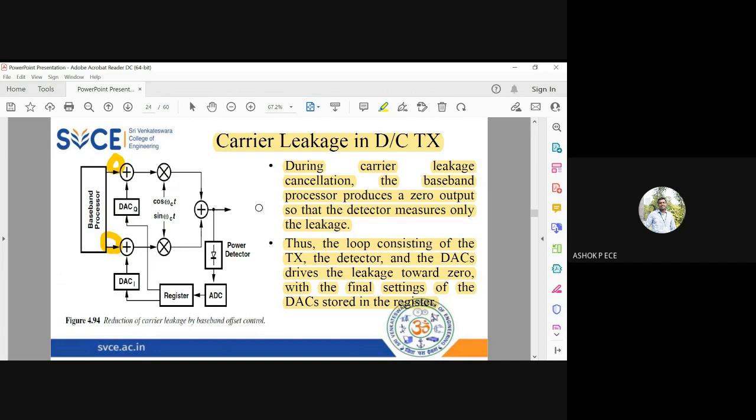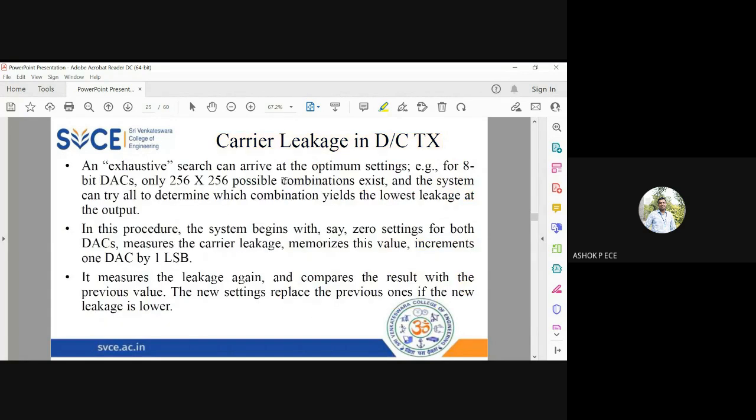So whatever you transmit, you again take a sample of that signal, measure the power, and again you do some additional signal processing to cancel out the carrier leakage.